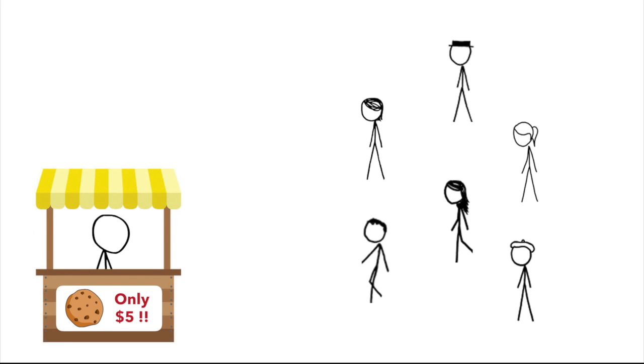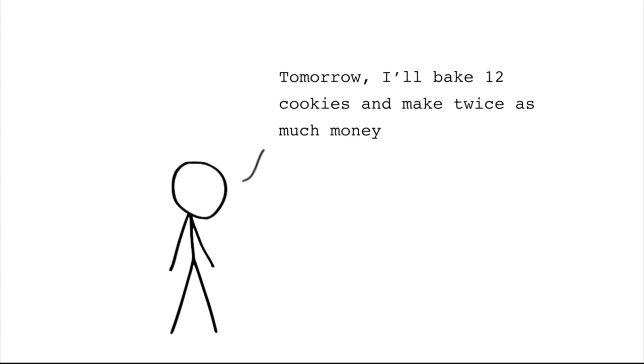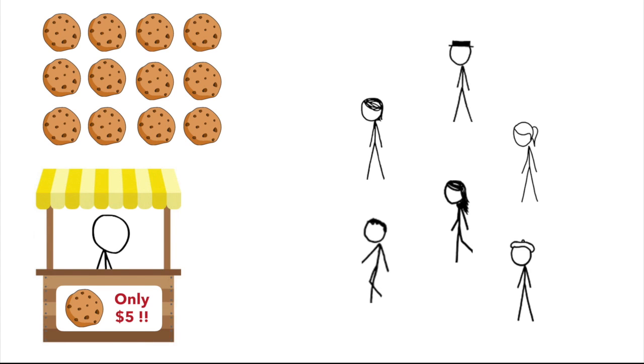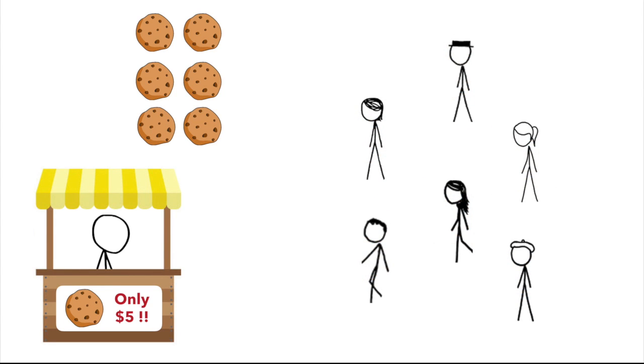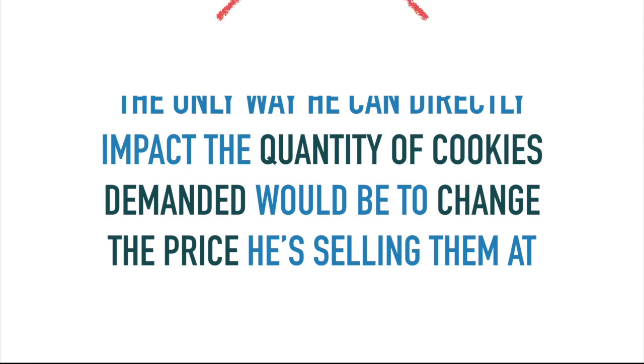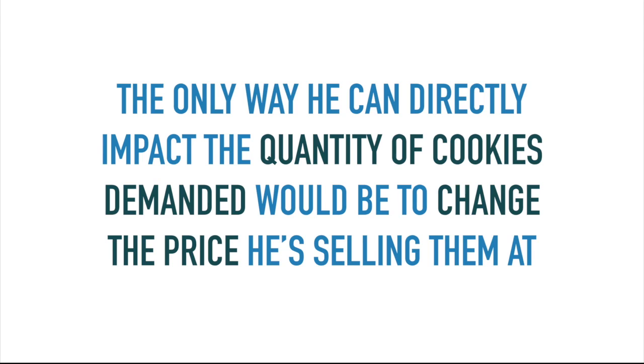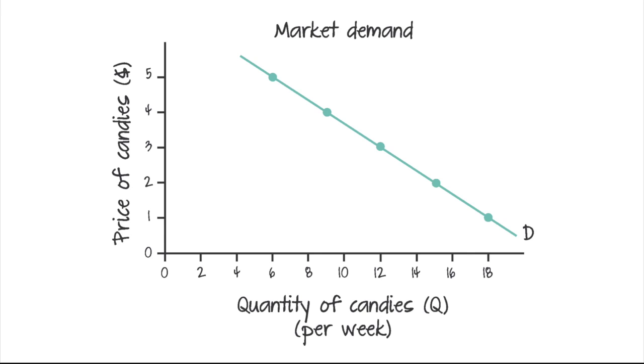He's so excited that he made $30 that he now plans on baking 12 cookies in order to make twice as much money tomorrow. Sure enough, he bakes 12 cookies, but to his surprise, he still sells the same number of cookies as he did before. This is because the quantity of cookies demanded has not changed. The only way he can directly impact the quantity of cookies demanded would be to change the price he's selling them at. This all comes down to one of the most basic laws of microeconomics. At lower prices, more quantity of a good is demanded by the market.